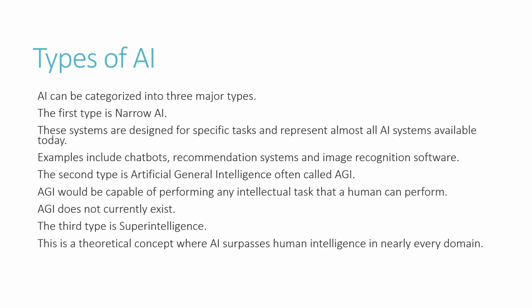The second type is artificial general intelligence, often called AGI. AGI would be capable of performing any intellectual task that a human can perform. AGI does not currently exist. The third type is superintelligence. This is a theoretical concept where AI surpasses human intelligence in nearly every domain.